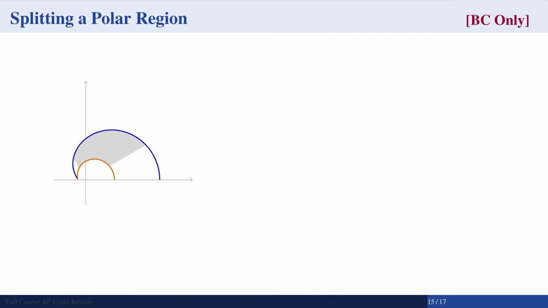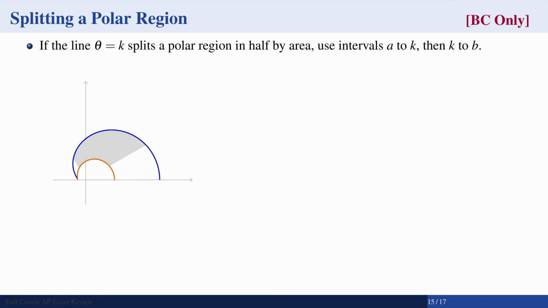I do just want to take a second to talk about splitting a polar region into 2 equal parts. It's about as simple as it seems like it should be. If the line theta equals k splits a polar region in half by area, then you're just going to use intervals for your integrals of a to k and then k to b.